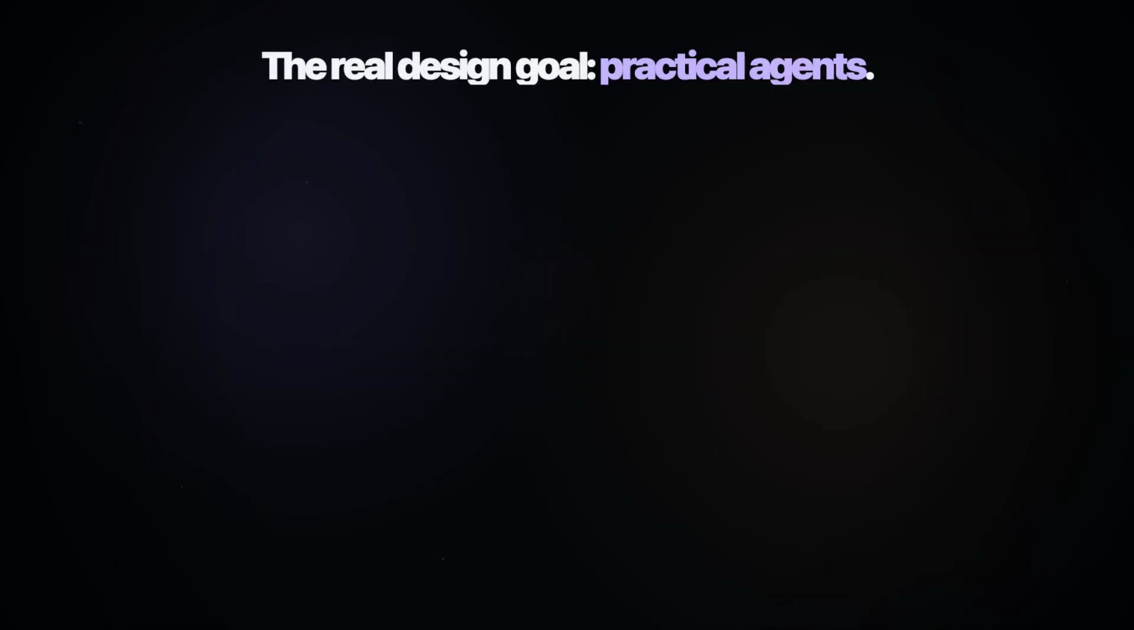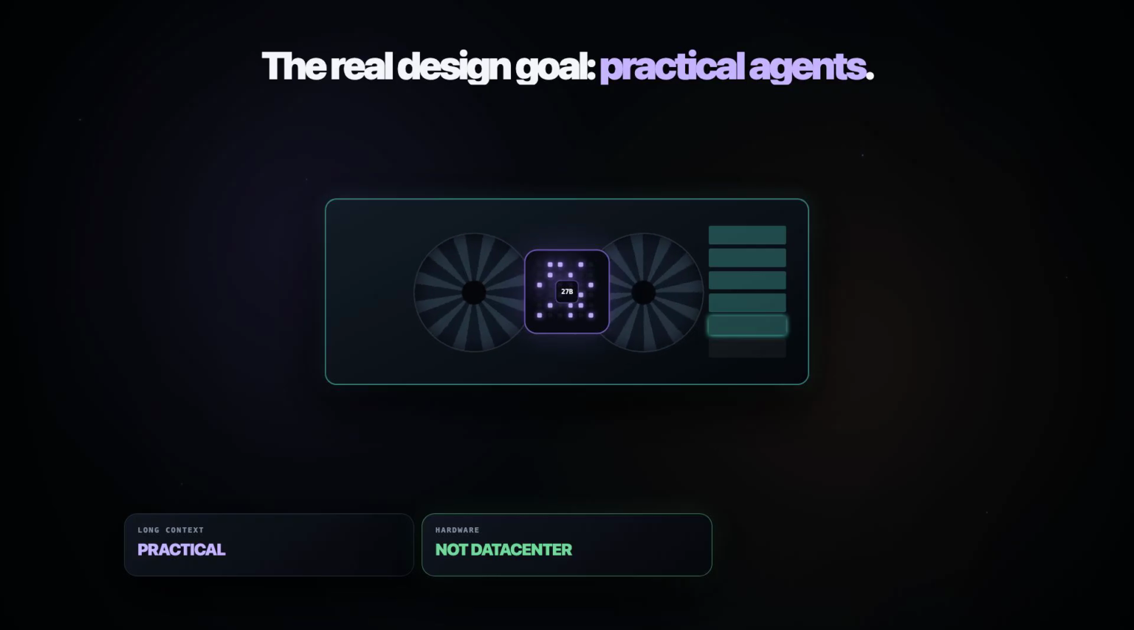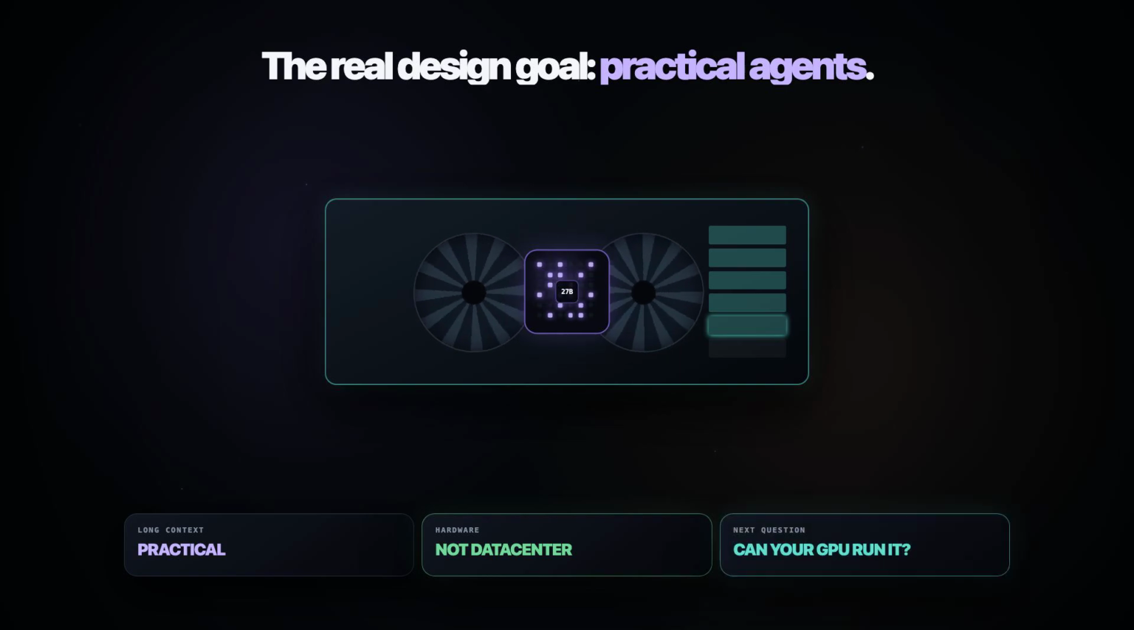But architecturally, this model is clearly designed around one problem. How do we make long context agents practical without requiring data center hardware? Which finally brings us to the question most people actually care about. Can your GPU run it? Let's start with the easy answer.